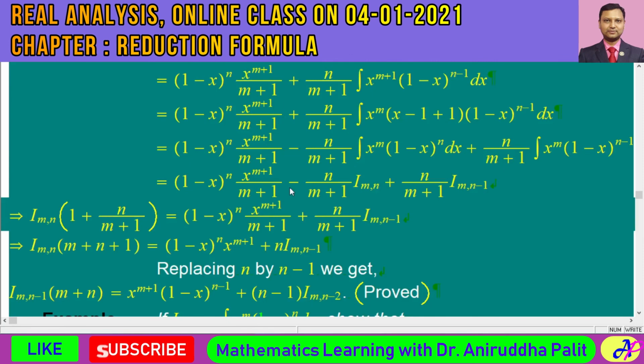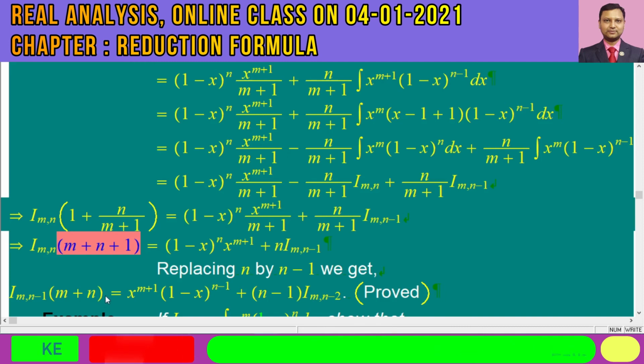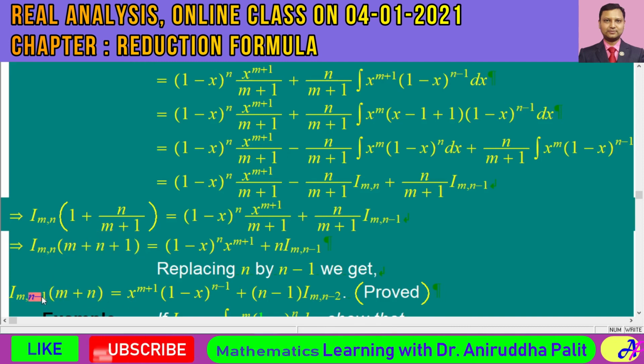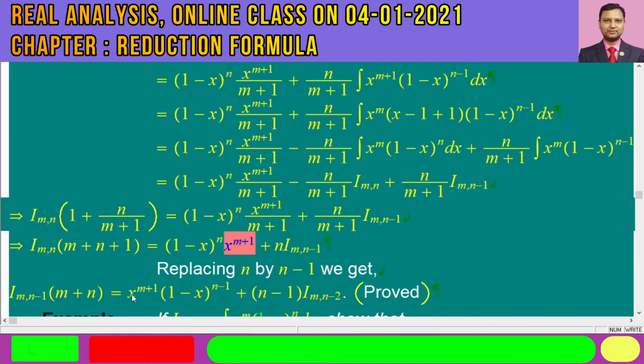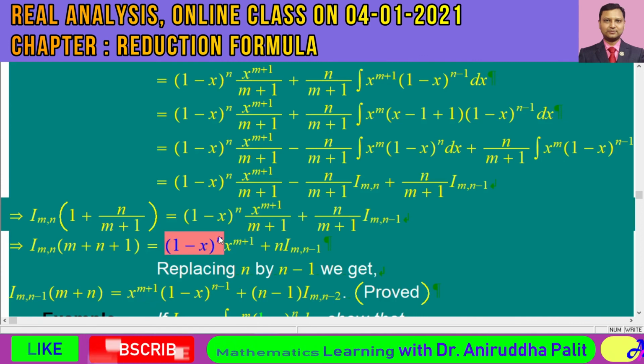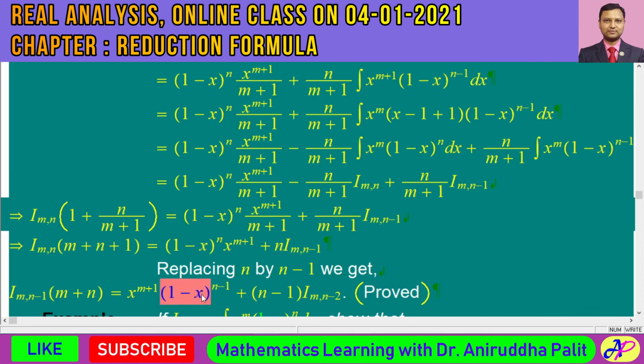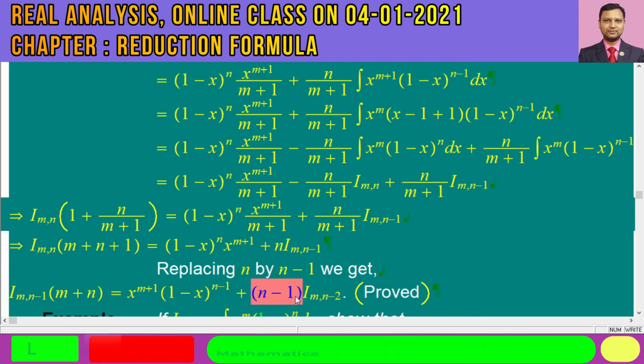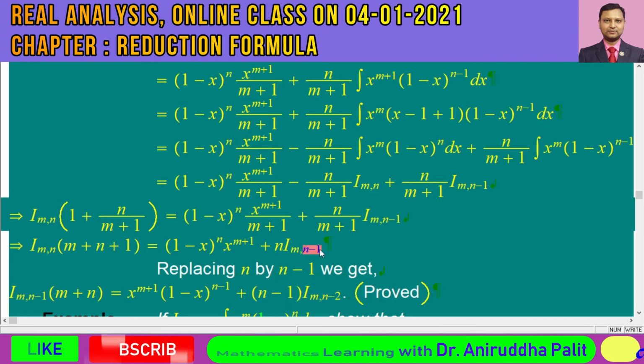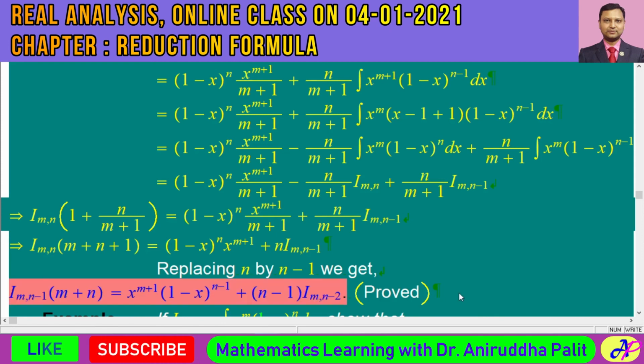So what? No problem. You just replace this n by n minus 1, and in that case, replacing n by n minus 1, you will get this kind of integral I m comma n minus 1 multiplied by m plus n, because you see n is replaced by n minus 1. And on the right hand side, we already have x to the power of m plus 1, but this term was 1 minus x to the power of n, and so we have 1 minus x to the power of n minus 1. N is to be replaced by n minus 1. Okay, and this n is to be replaced by n minus 1 over here, and as a result n minus 1 will be replaced by n minus 2. So this gives us the final result that we are supposed to prove.